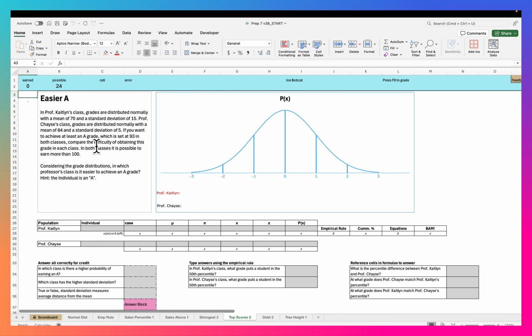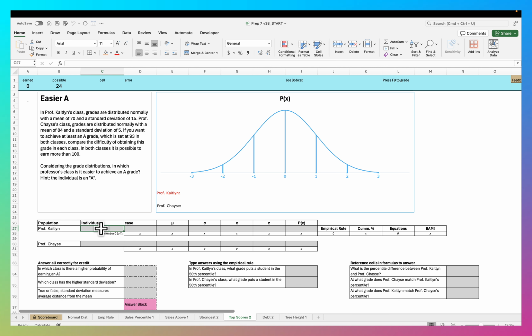If you want to achieve at least an A grade, which is set at 93 in both classes, compare the difficulty of obtaining this grade in both classes. In both classes, it is possible to earn more than 100. Considering the grade distributions, in which professor's class is it easier to achieve an A grade? Hint: the individual is an A.